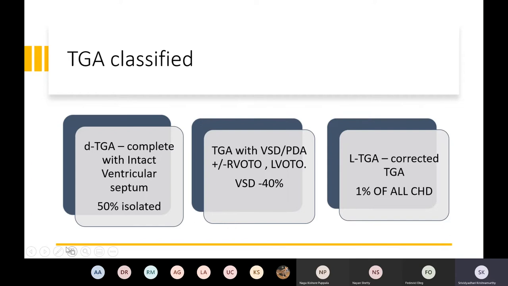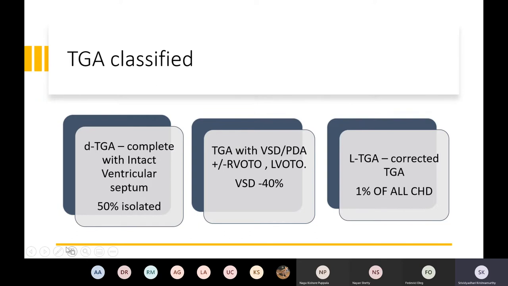Then the TGA is associated with different other cardiac abnormalities that include VSD, PDA, or the right ventricular outflow tract obstruction or left ventricular outflow tract obstruction. Now, in TGA, the right ventricular outflow tract obstruction would include your coarctation and hypoplastic arch, that spectrum. And of course, the left ventricular outflow tract obstruction would include your pulmonary trunk problems, which include pulmonary stenosis and pulmonary atresia. Now, 40% of the cases of TGA are associated with VSD.